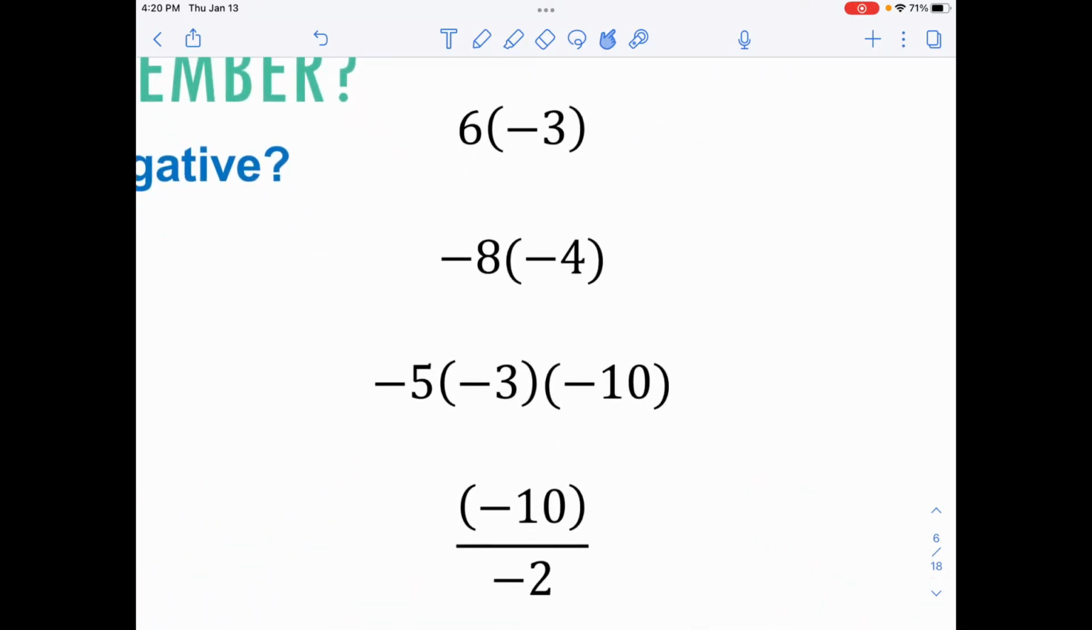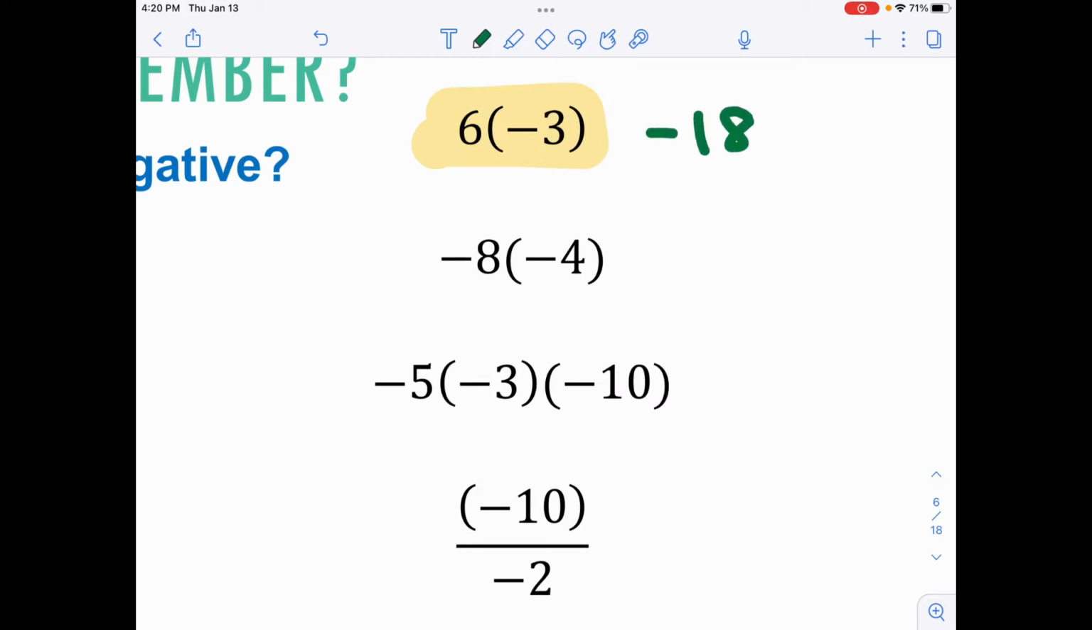We talked about how to multiply and divide integers. So we see 4 problems here on the board, and I want to just quickly ask you, is my answer going to be positive or negative? For the first problem here, 6 times negative 3, and we know we're multiplying because of the parentheses, good. All right, 6 times negative 3, we get a final answer of, good, negative 18.